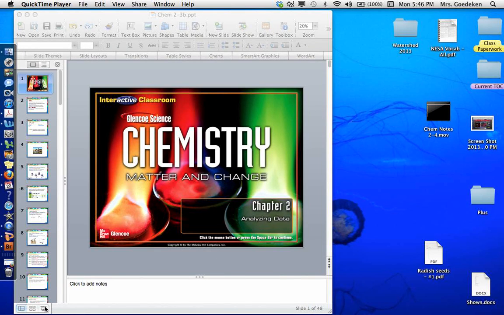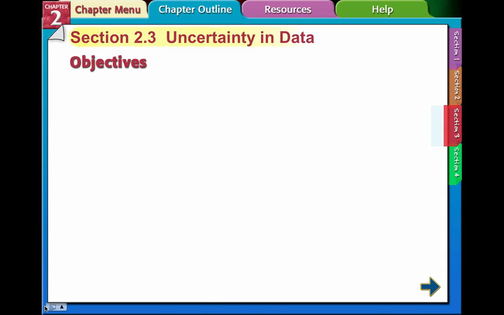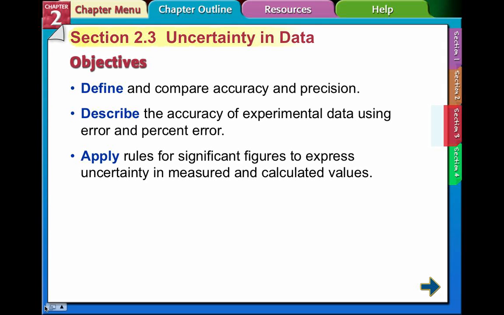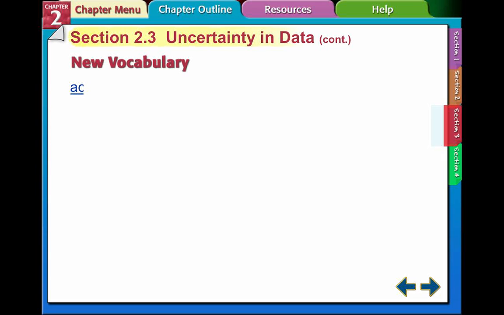Chapter 2, Analyzing Data, Section 3, Uncertainty in Data. Objectives for this chapter: define and compare accuracy and precision, describe the accuracy of experimental data using error and percent error, apply rules for significant figures to express uncertainty in measured and calculated values. Review vocabulary: experiment, a set of controlled observations that test a hypothesis.